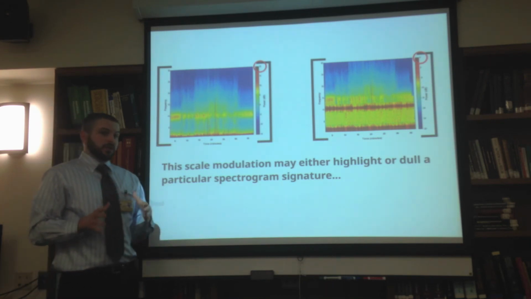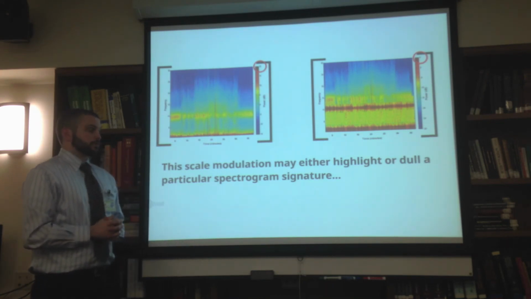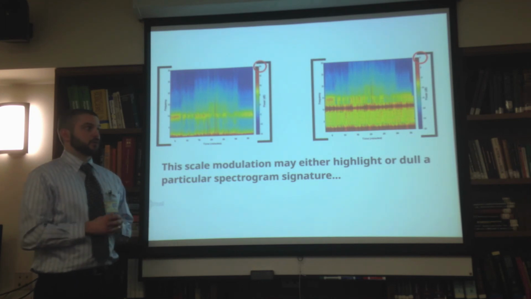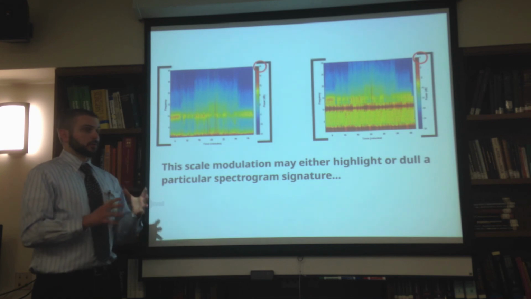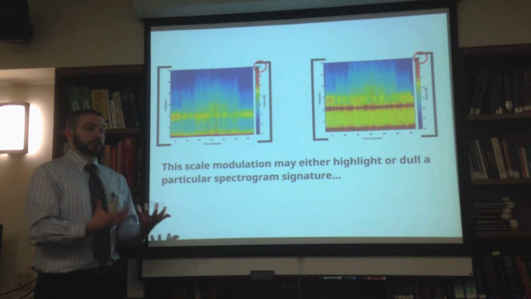So again, just like an EEG voltage scale, it's important to think about what you're expecting to see from your spectrogram signature, what's there, and to have in mind your z-axis scale and how it will give off a characteristic appearance of a spectrogram.